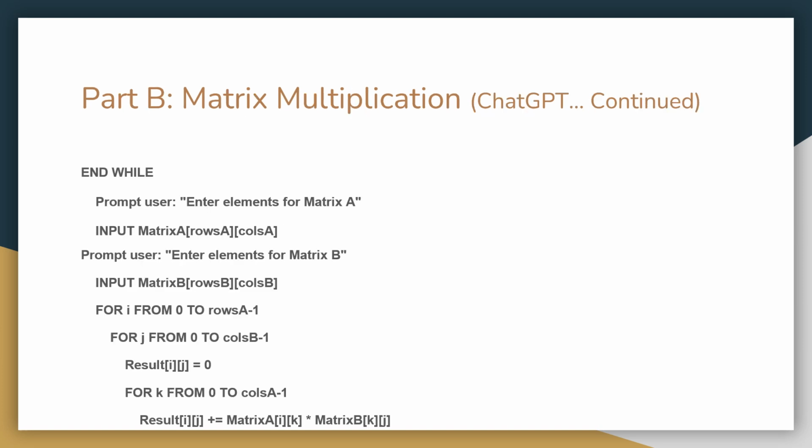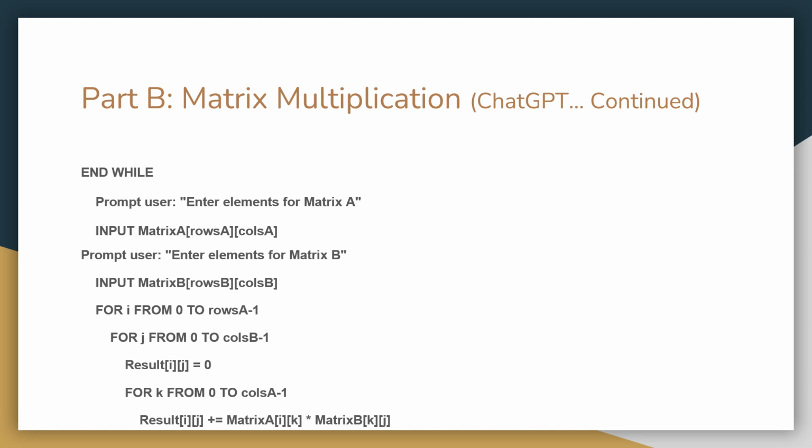Continuing on to the next. If the conditions were met and satisfied, it's going to end that while loop, and it's going to prompt the user to enter the elements for matrix A. So it's going to tell the person to input matrix A, rows A, columns A. Whatever rows and columns they declared, they're going to enter numbers into those columns and rows. And same thing for matrix B. It's going to prompt the user to enter the elements for matrix B, and put numbers into that matrix.